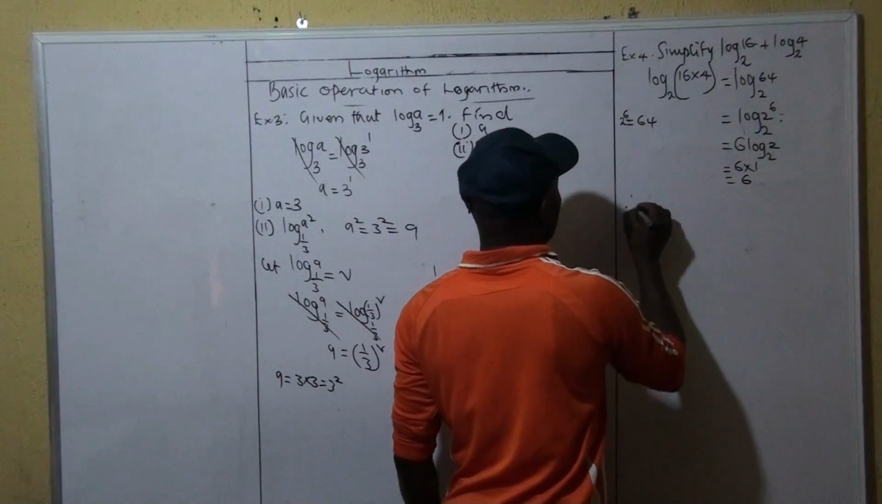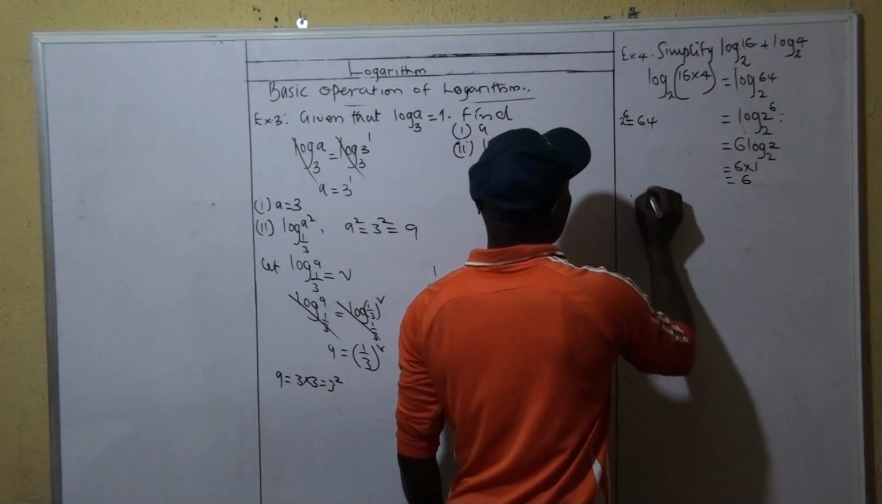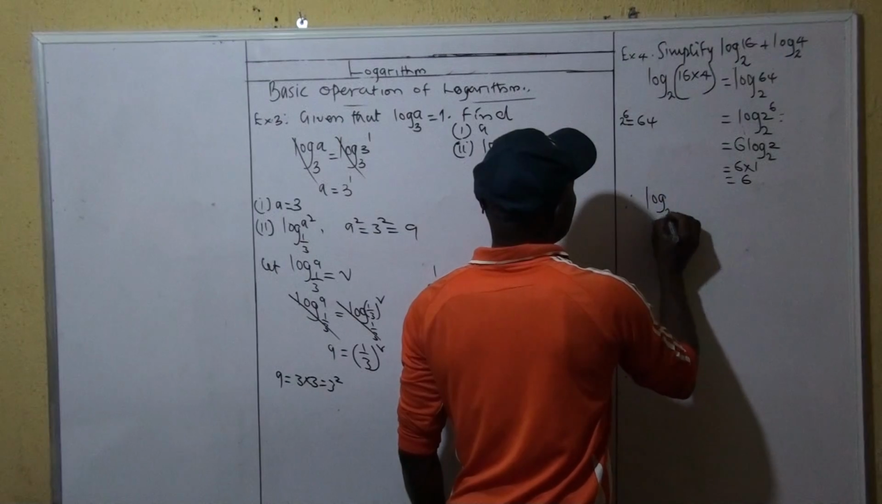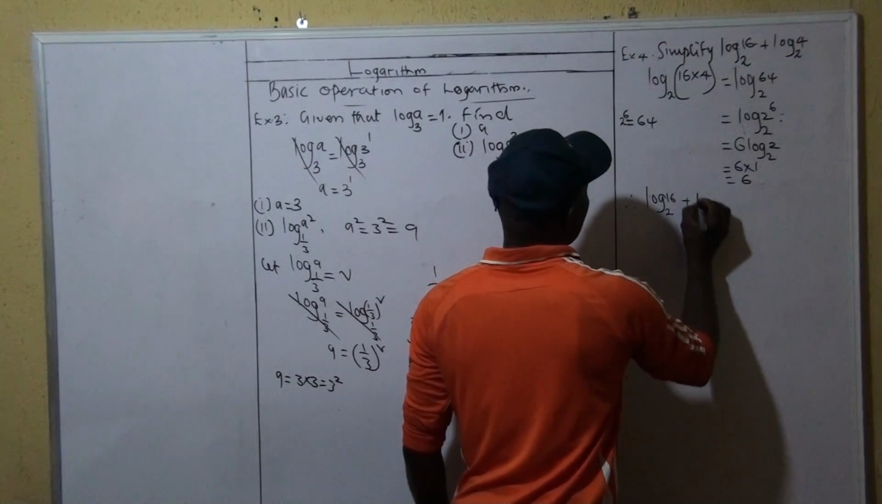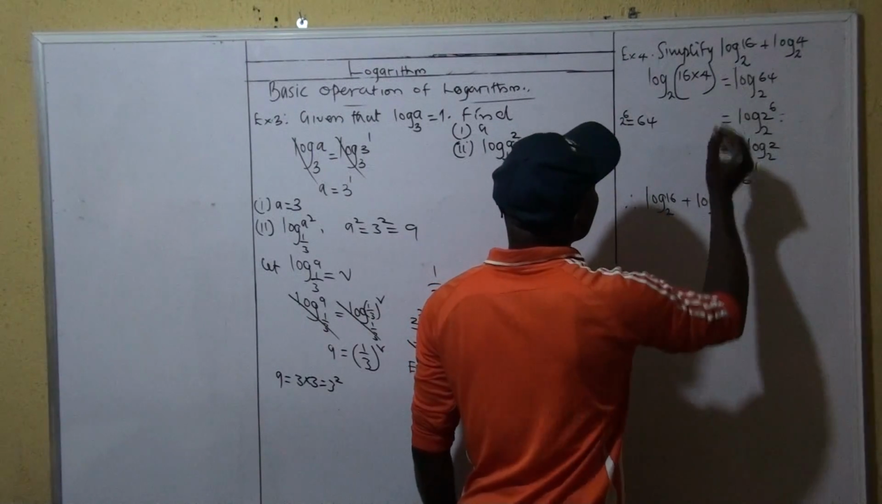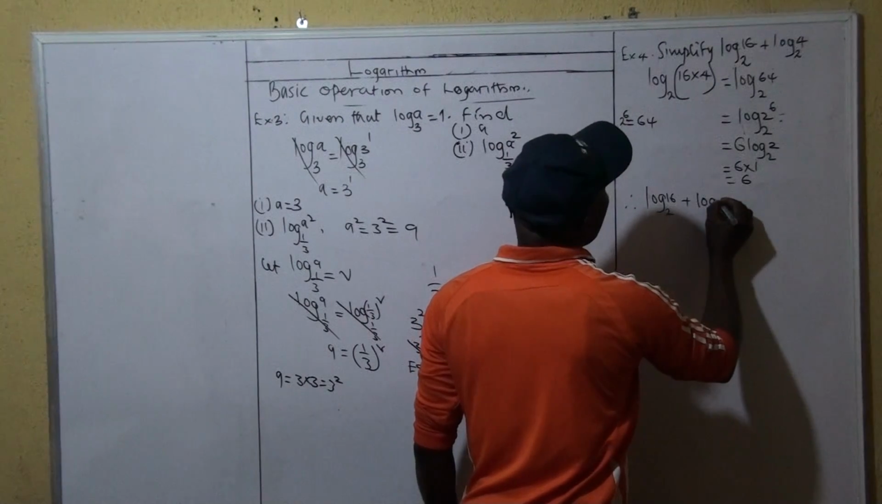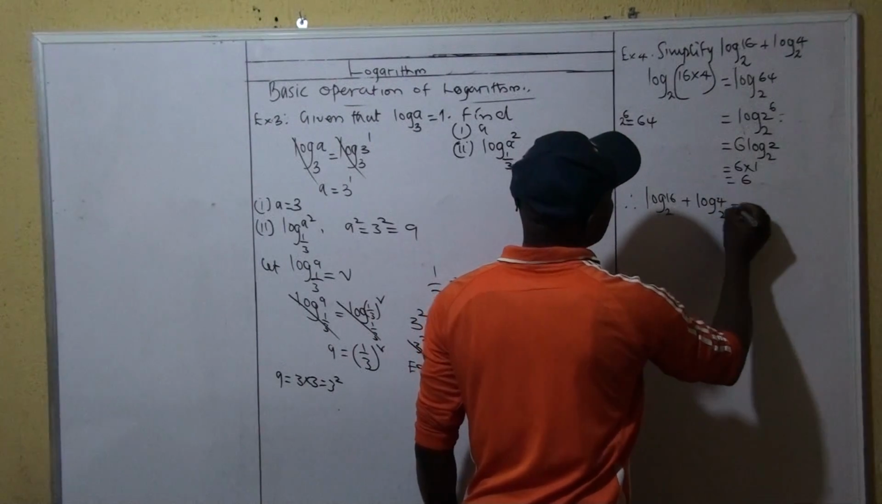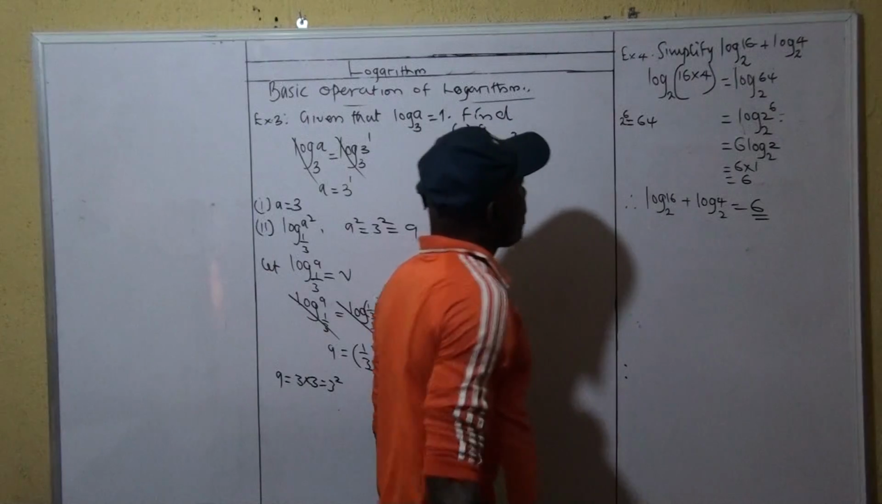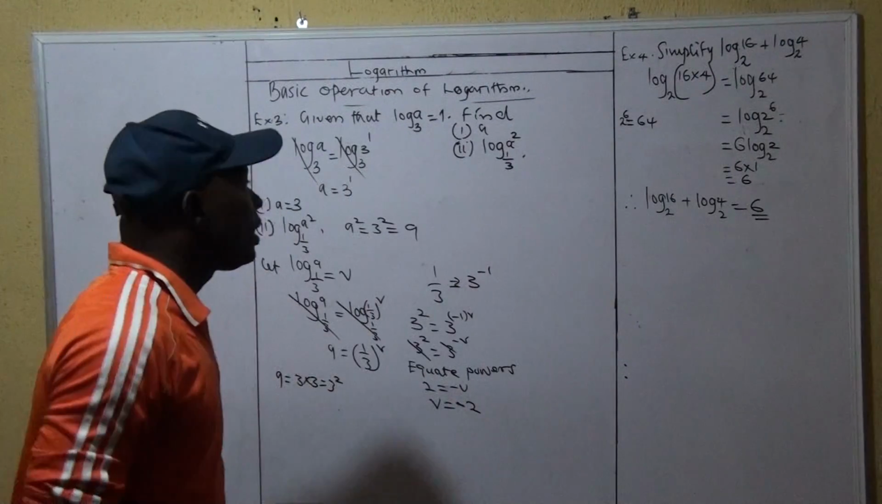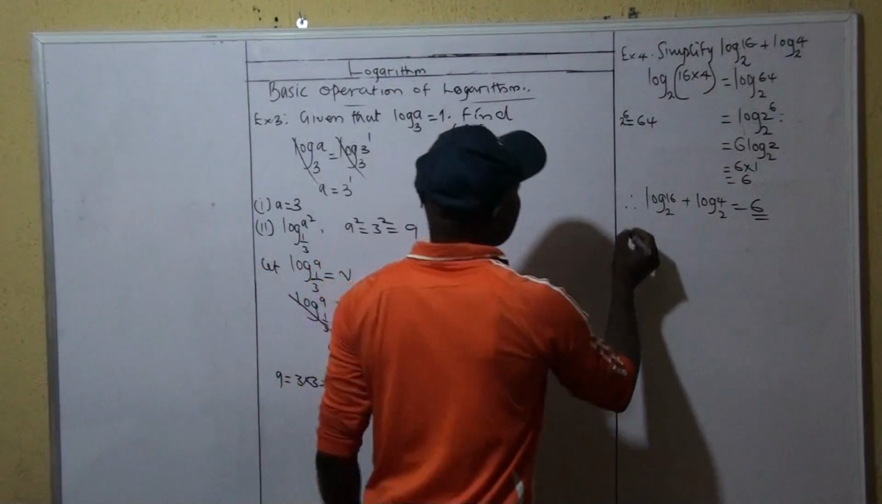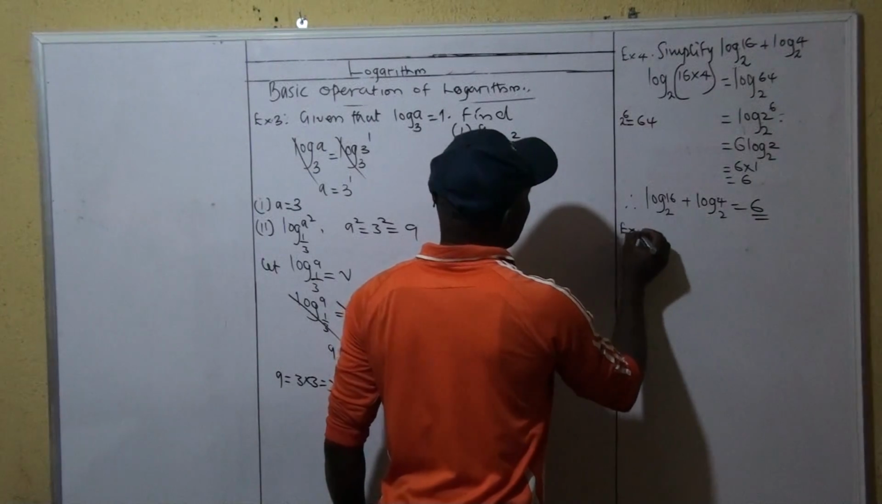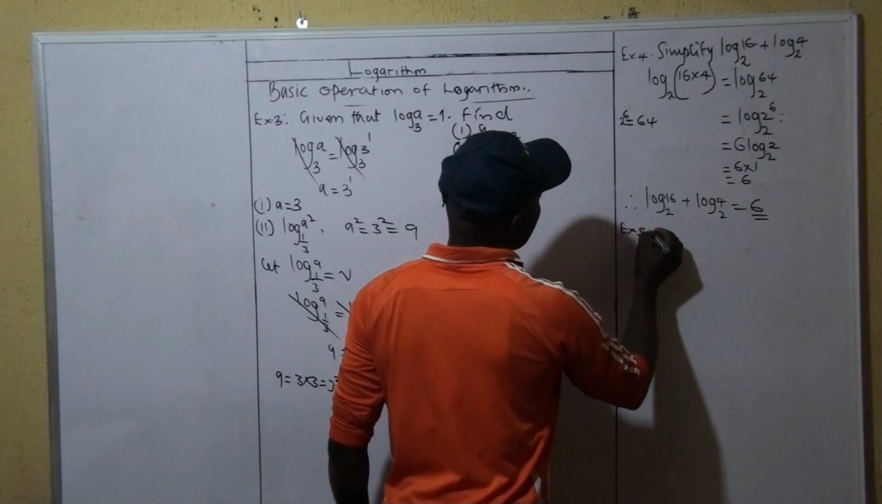So you can say in conclusion that log base 2 of 16 plus log base 2 of 4 is equal to 6. That is the first law. Then quickly another example, example 5.